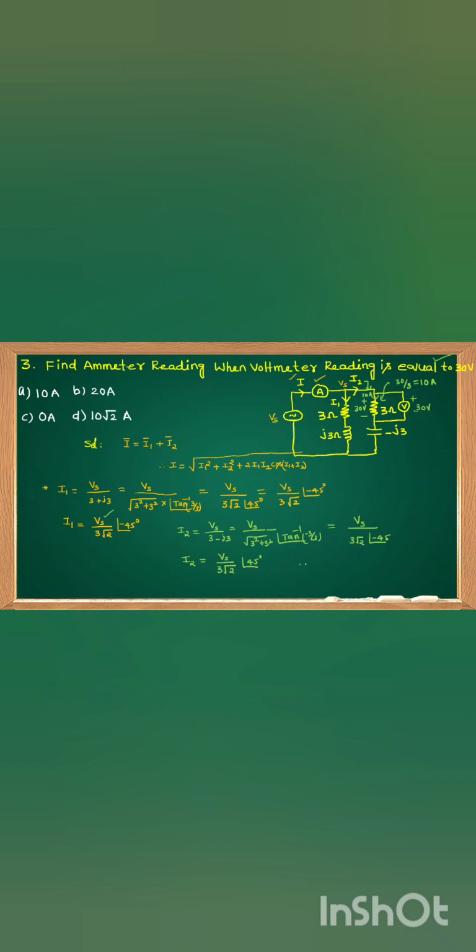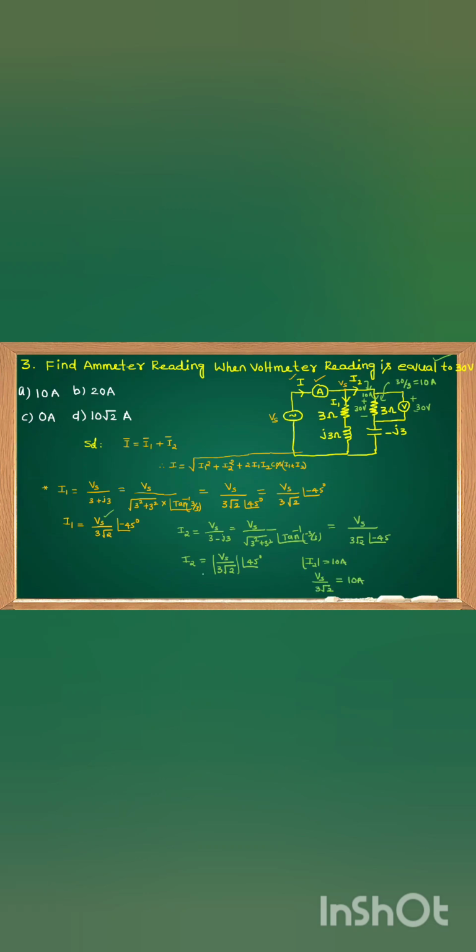Therefore, what is I2, friends? This I2 equals 10 ampere. How am I getting this I2? This is 30 by 3, 10 amperes. Here the 10 amperes is nothing but the magnitude, not the total phasor. So you have to equate the magnitude of I2 to 10 ampere. What is the magnitude of I2 here? Vs by 3 root 2 equals 10.